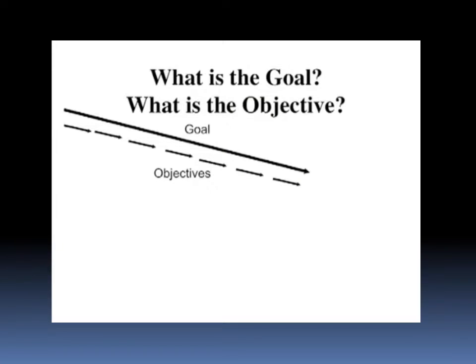What is a goal and what is an objective? Well, a goal is the longer term, maybe a whole lesson, maybe a week of lessons, maybe a month. But the goal is a long-term goal of what you want students to learn, or the target. The objective is the small points or steps that it takes to lead you up to the goal.